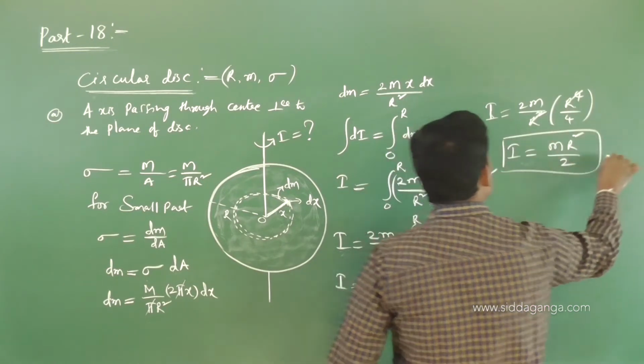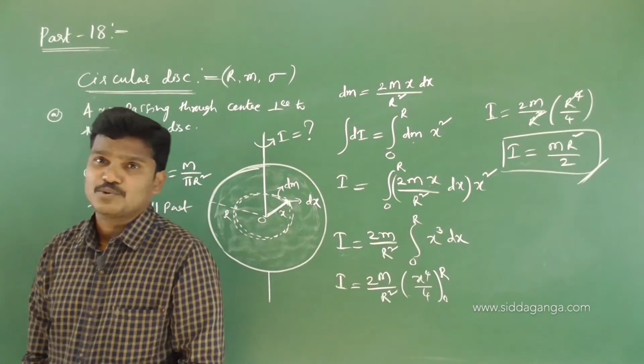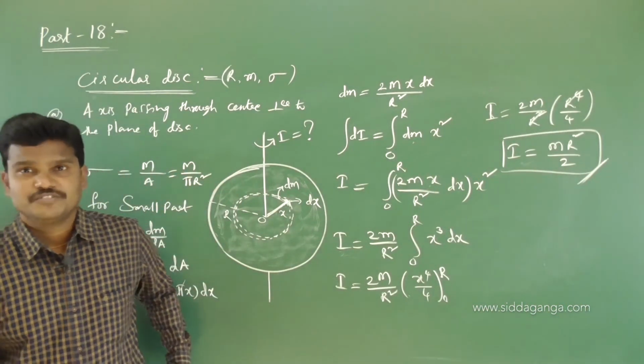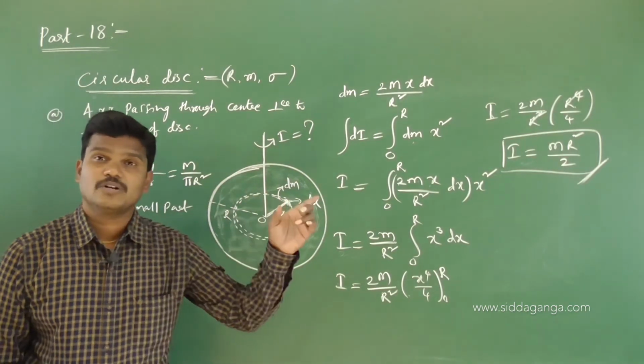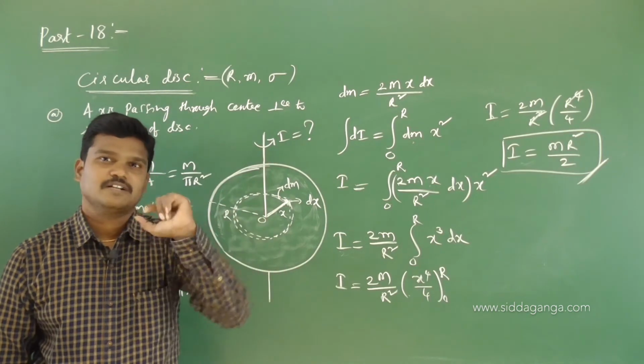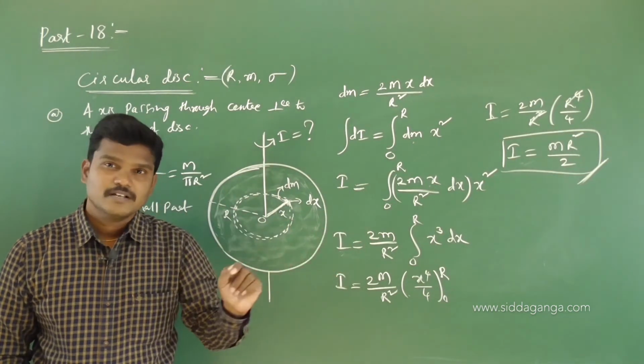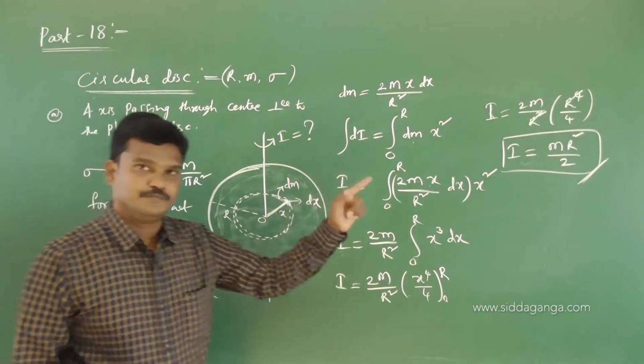See, this is the moment of inertia of the circular disc about an axis passing through the center perpendicular to the plane of the disc. Earlier we got m r square, now this is half, m r square by 2. Keep in mind, for the previous circular ring it is m r square. For a disc we got it as m r square by 2.